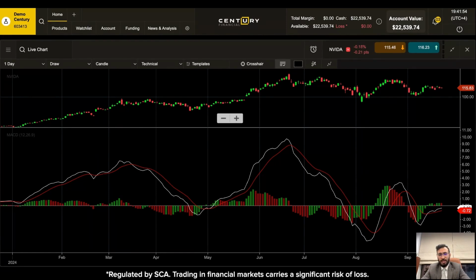So when you see MACD, there is a signal line, and then there is a MACD line, right? You're looking at two lines right now. When the MACD line crosses from below to above the signal line, that indicator is considered to be bullish. But if the MACD line crosses from above to below the signal line, the indicator is considered bearish.